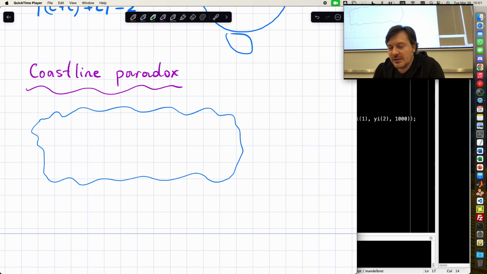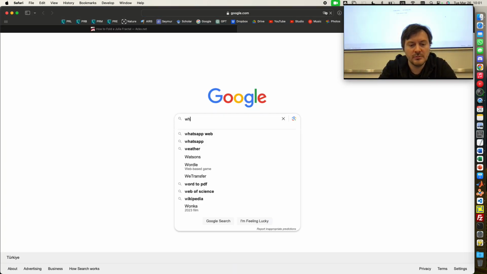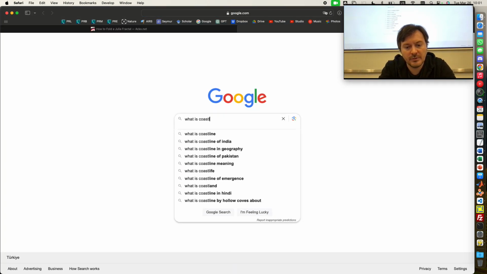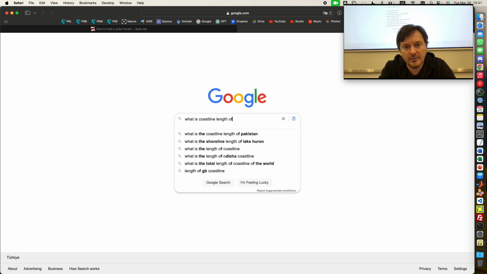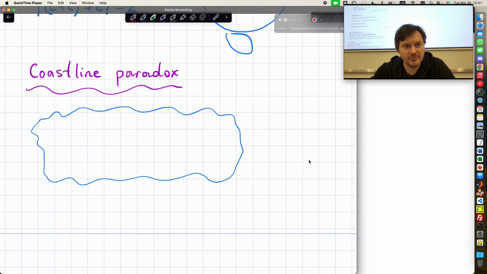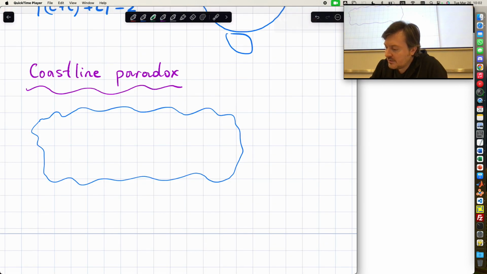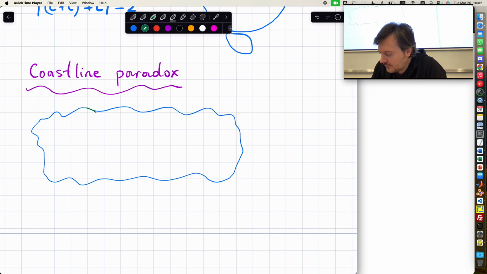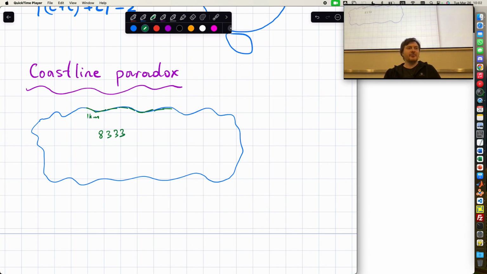So here's the thing. Let's say we go and search: what is the coastline length of Turkey? 8,000. Okay? 8,333. Yes. How did they find it? They measured it, right? They used some sticks that go around Turkey. And let's say they used 1 kilometer sticks and they found 8,333 of them. So they said the coastline of Turkey is this.